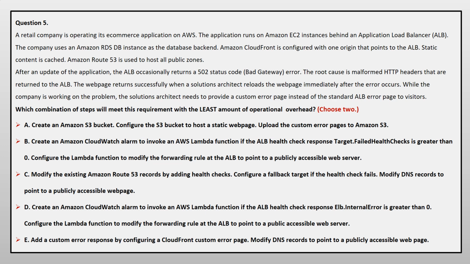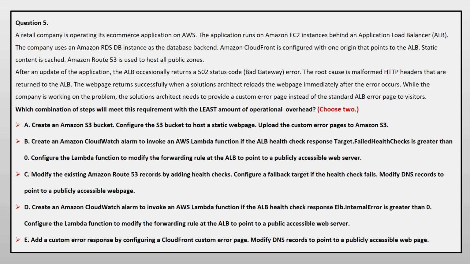Question 5. A retail company is operating its e-commerce application on AWS. The application runs on Amazon EC2 instances behind an application load balancer, ALB. The company uses an Amazon RDS DB instance as the database backend. Amazon CloudFront is configured with one origin that points to the ALB. Static content is cached. Amazon Route 53 is used to host all public zones.